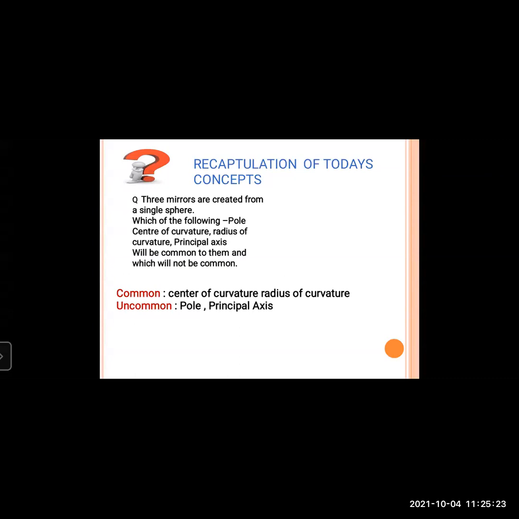When 3 mirrors are taken from a single sphere, what are the common points? Center of curvature, radius of curvature. These will remain the same. What are uncommon things? Pole, principal axis. Pole will change and the principal axis will be different for all the 3 mirrors.